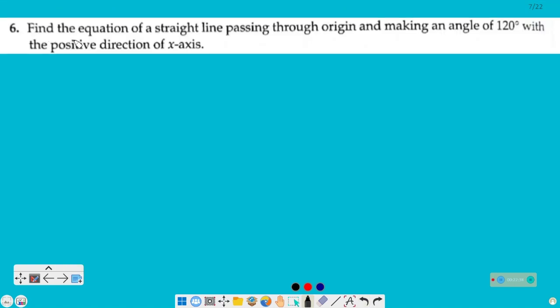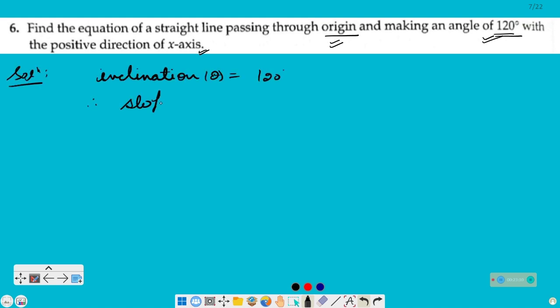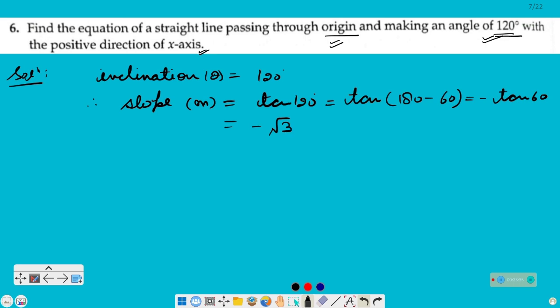Question number 6. Find the equation of a straight line passing through origin and making an angle 120 degree with the positive direction of x-axis. 1 point on the line is given and inclination is given. With the help of inclination, we can find slope. Slope will be tan 120 degree, tan(180 minus theta) is minus tan theta. It means slope is minus under root 3.